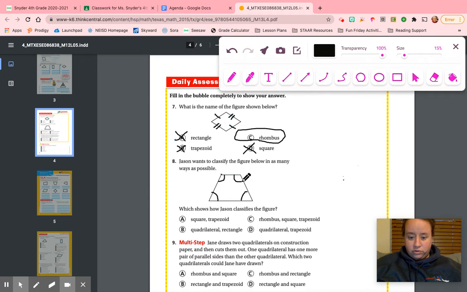okay, there are the 4 angles. If you look at them, none of them are right angles. These 2 on the bottom are acute.